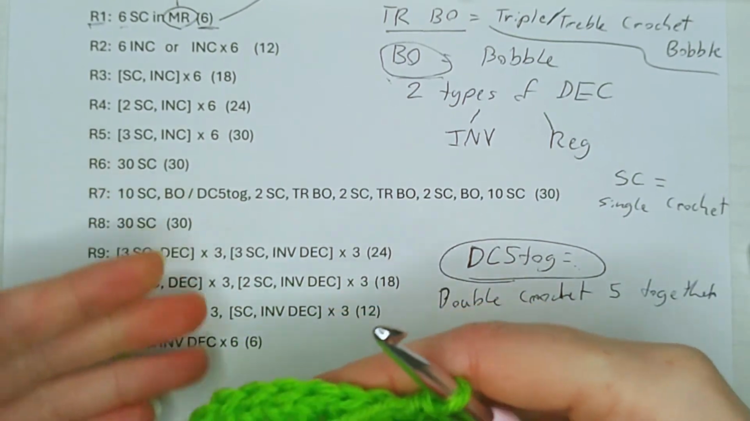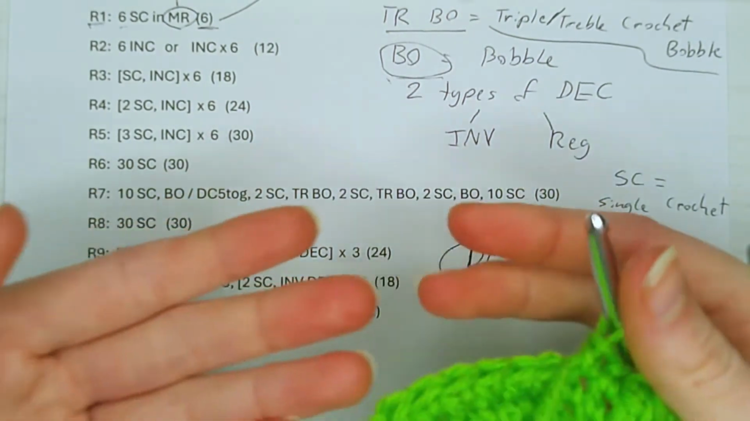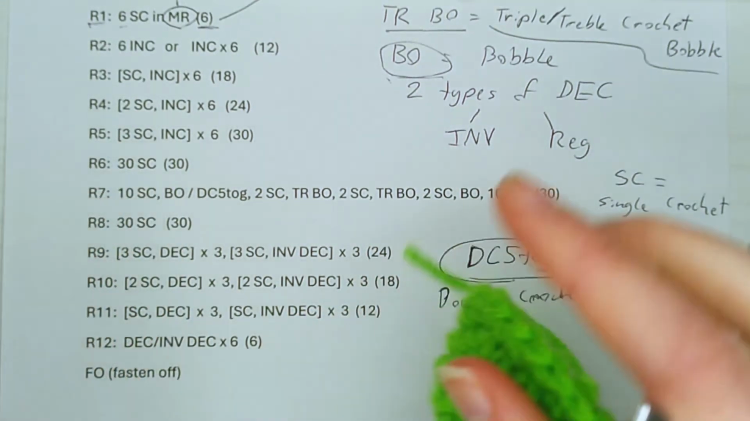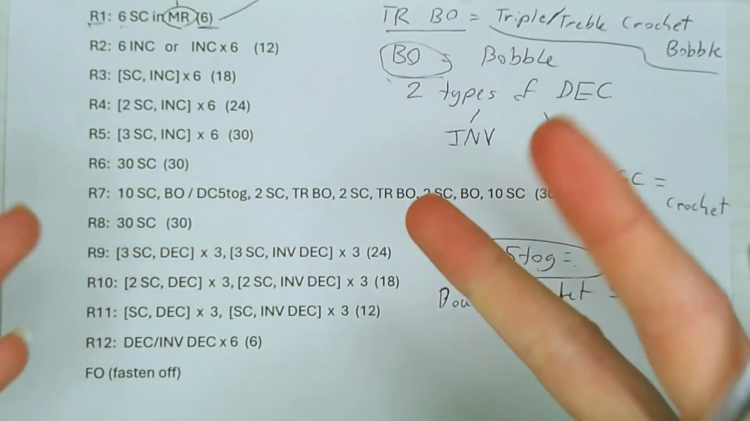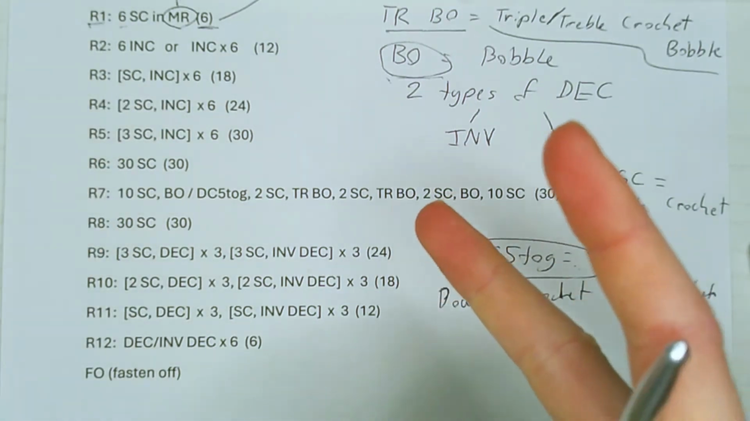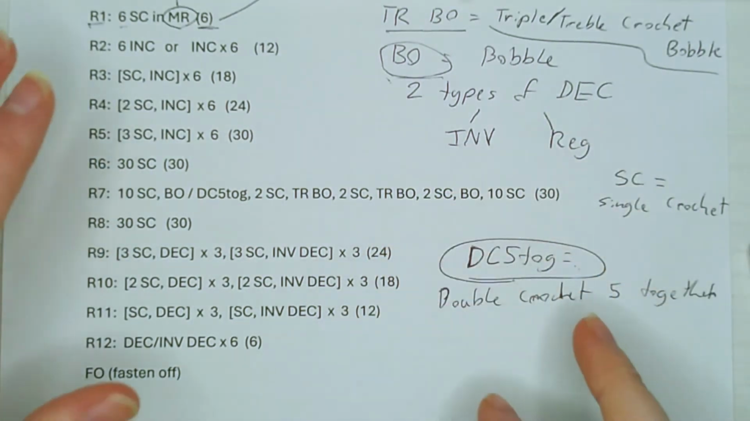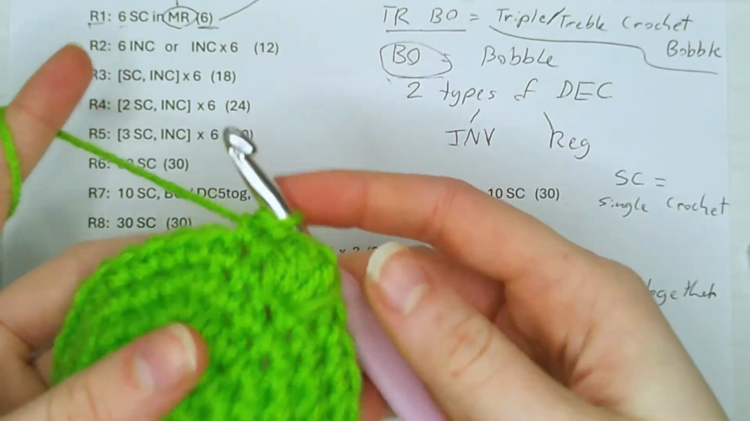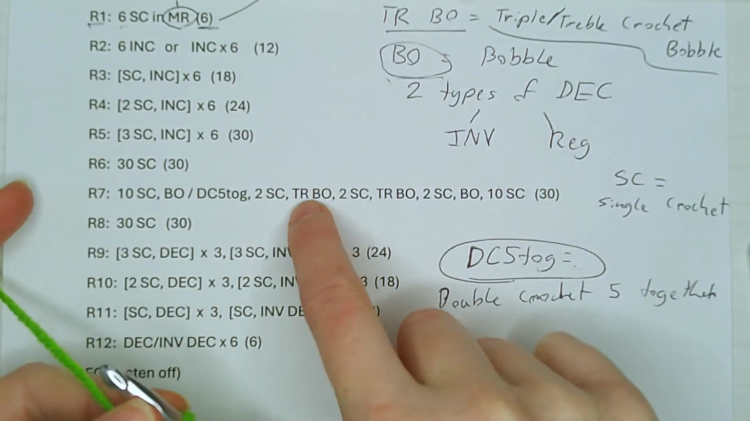So if you ever have encountered those, you can look up on my series the definition of what it means, and I will have that in the title of my video, and then you can just click on it and watch it to do your pattern. But this is just to teach you the abbreviations and how to read patterns. So we just did our 2 single crochets, and now it says TRBO.